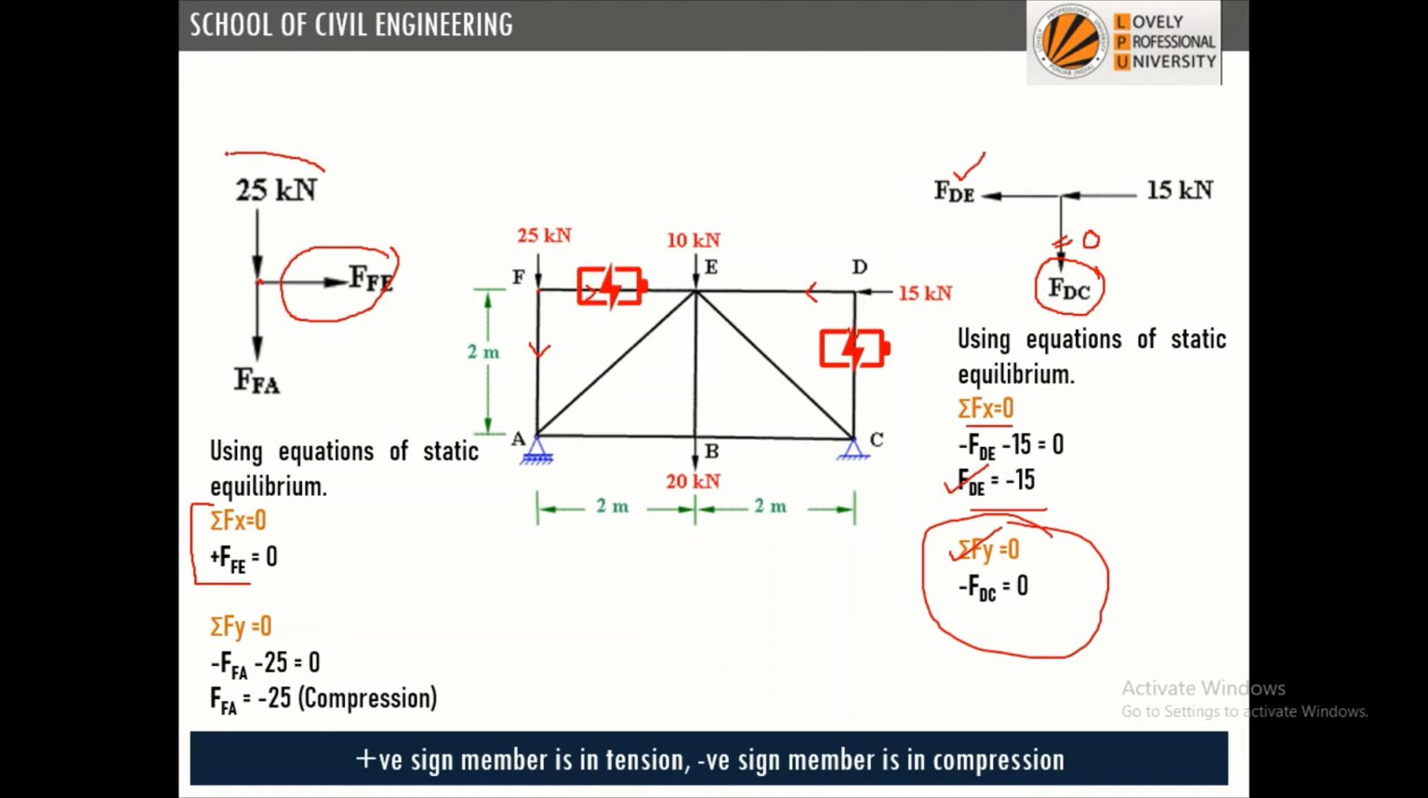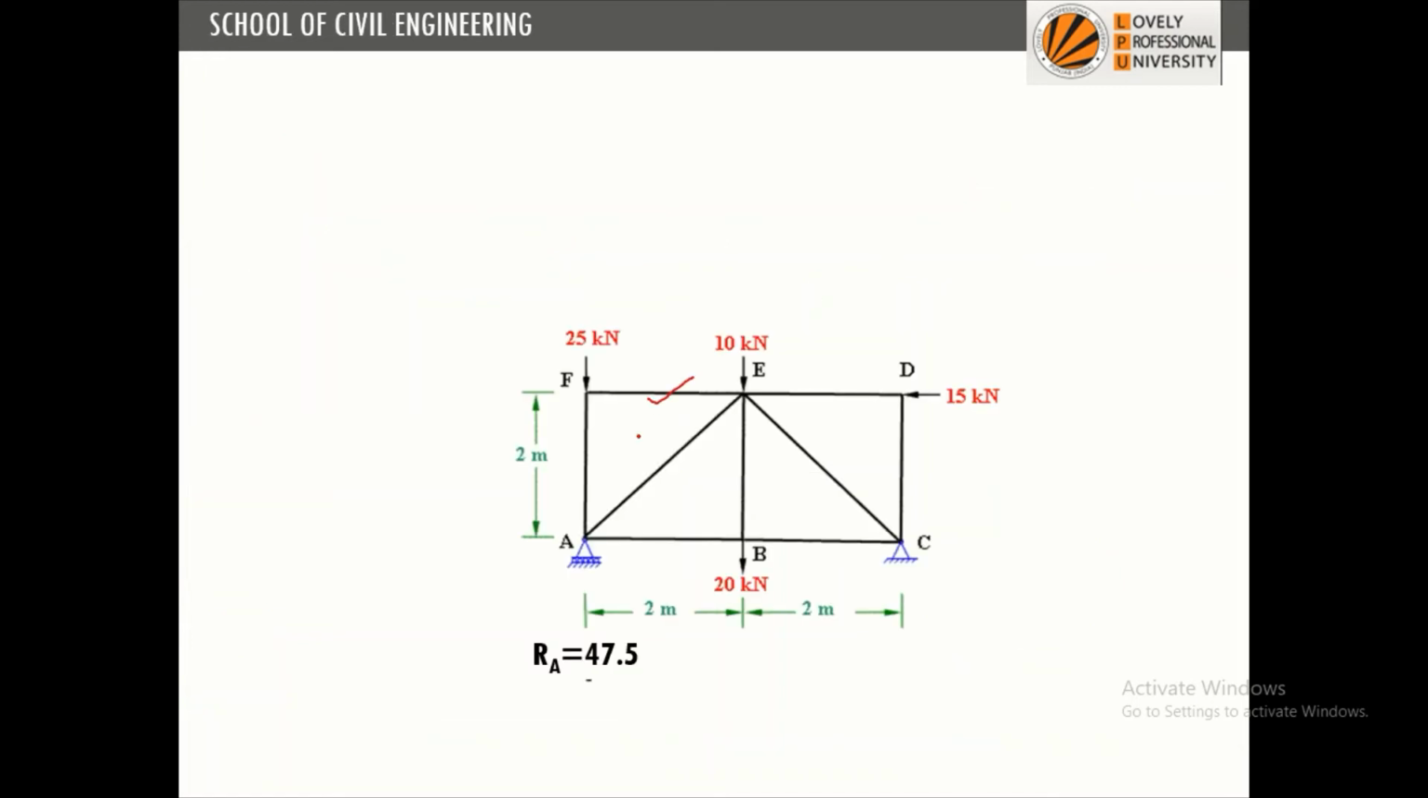Now we are left with these two forces. Whenever in a system it is a two-force system, the forces have to be equal and opposite. From the equation we will find that minus FFA minus 25 is equal to 0, as both the forces are downward. So when we solve, we get that FFA is equal to minus 25. That means the force in the member is 25 and the nature is compression. Now we have got the values of FE, FA, ED and DC.